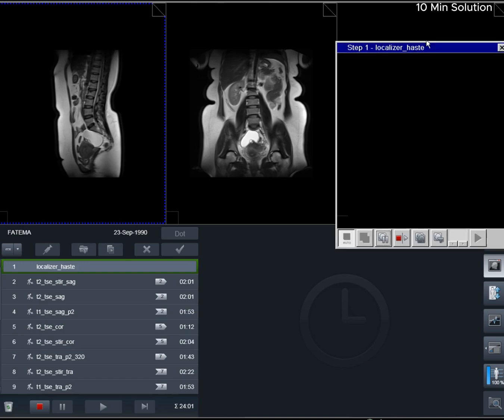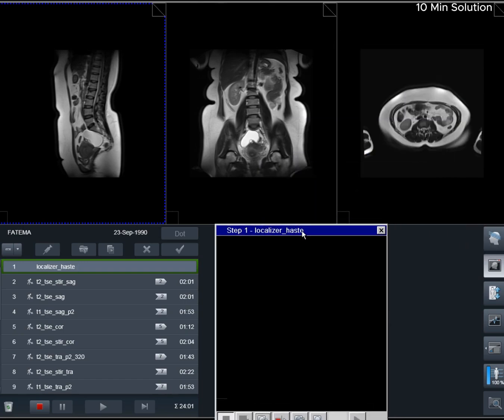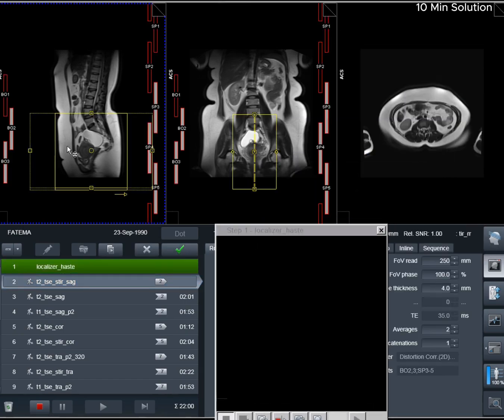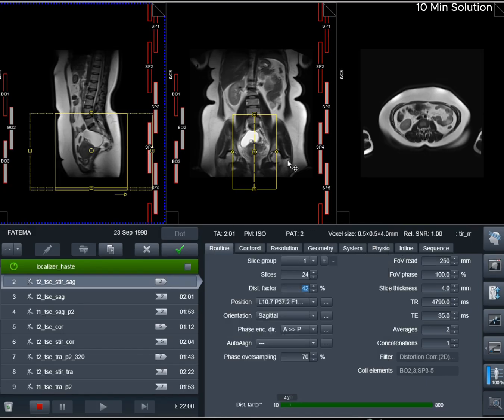T2 TSE sagittal. Plan the sagittal slices on the axial plane and align the positioning block parallel to the linea alba and median sacral crest. Verify the positioning block in the other two planes.